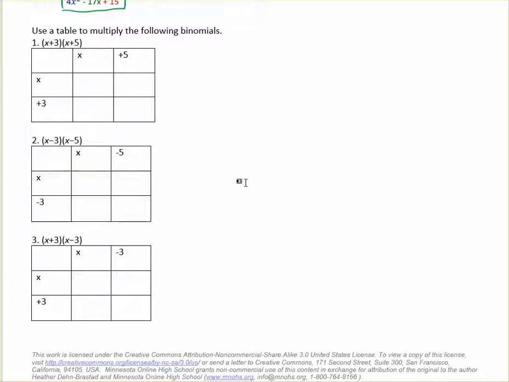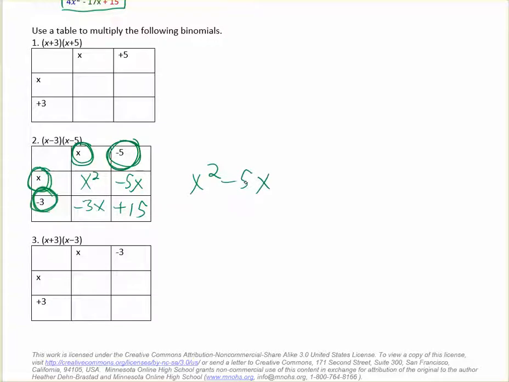I'll do number 2. You're going to multiply x times x is equal to x squared, and then you're going to multiply x times negative 5, that would be negative 5x, and then negative 3 times x, negative 3x, and then negative 3 times negative 5 is a plus 15. Now you're not done after that. Now you write down what you have, x squared, minus 5x, in each box with a minus or plus sign between each one. I put plus 15, so it's even easier to write the plus 15 now.